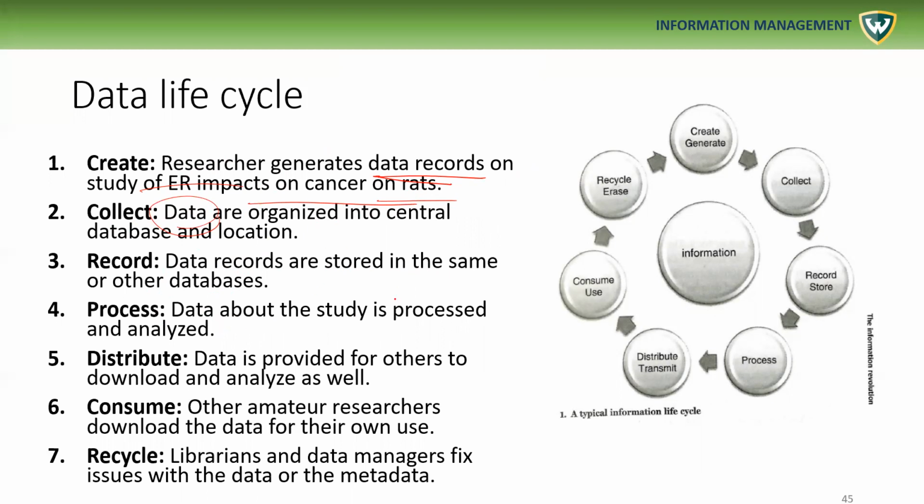Notice it has nothing to do with the hypothesis of whether or not electromagnetic radiation from cell phones actually causes cancer. It has nothing to do with that. It's about the data record itself. Data is provided for others to download and analyze as well. Other amateur researchers download the data for their own use. Librarians and data managers fix issues with the data or the metadata, and so on.